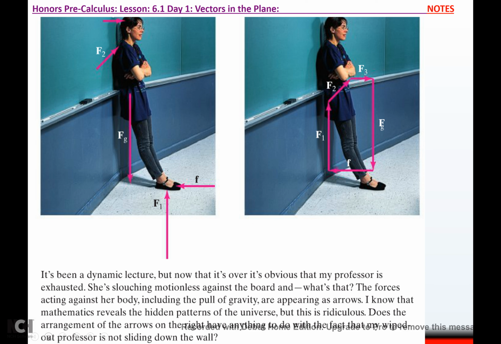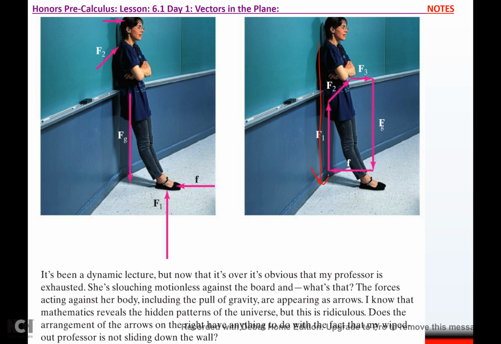So it says, looking at some vectors that we're going to be talking about, it's been a dynamic lecture, but now that it's over, it's obvious that my professor is exhausted. She's slouching motionless against the board. And what's that? The forces acting against her body, including the pull of gravity, are appearing as arrows. I know that mathematics reveals the hidden patterns of the universe, but this is ridiculous. Does the arrangement of the arrows on the right have anything to do with the fact that my wiped out professor is not sliding down the wall? In other words, what's keeping her from falling down?